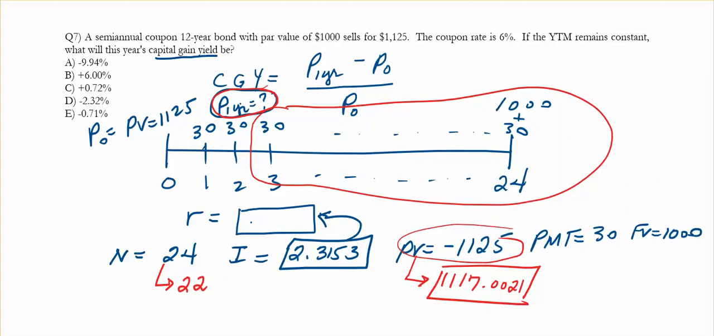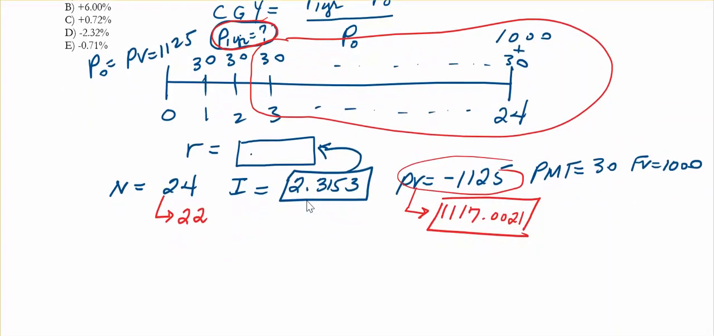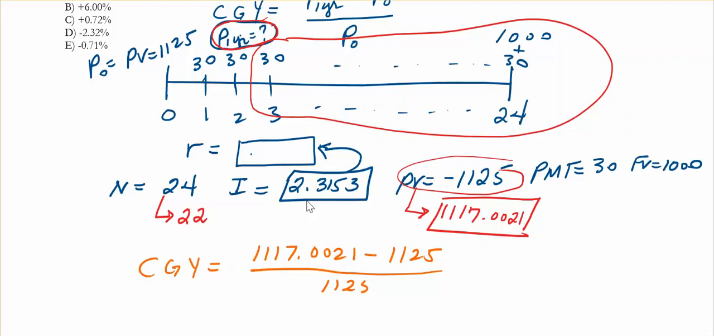Now we plug in all the numbers to this formula for capital gain yield. So the price in 1 year is $1,117.021. Beginning of the year was $1125, divided by the beginning of the year price.